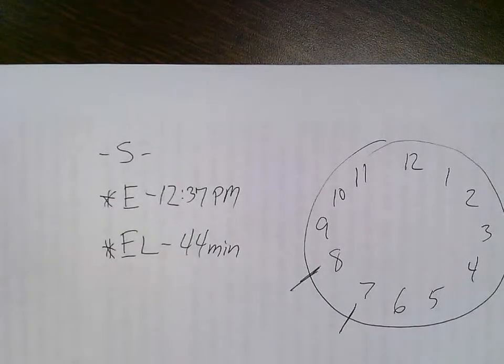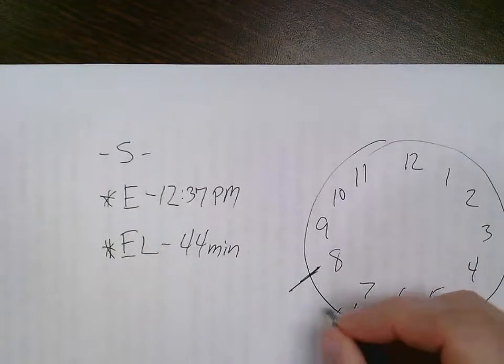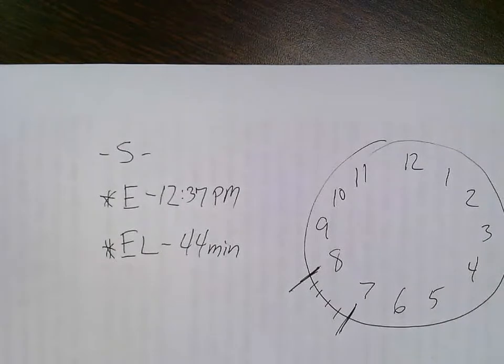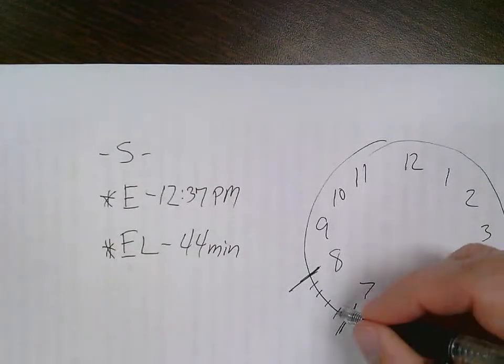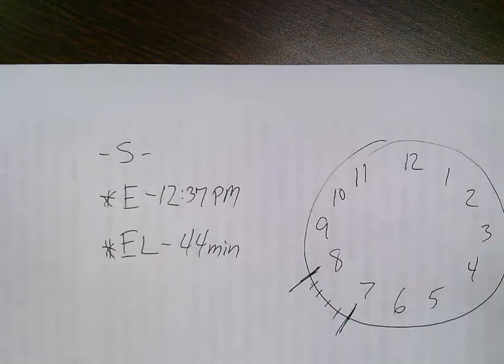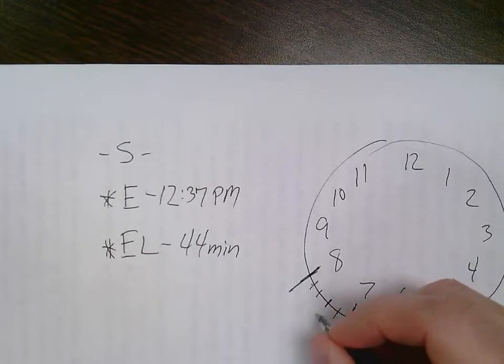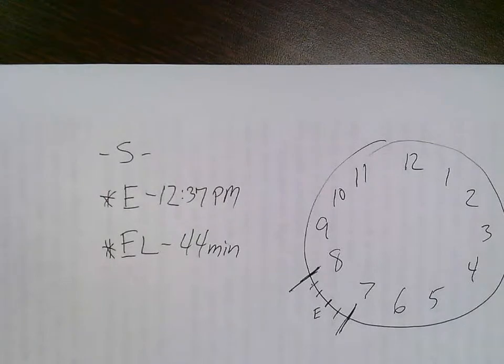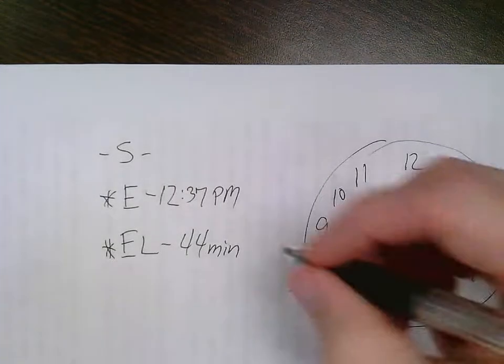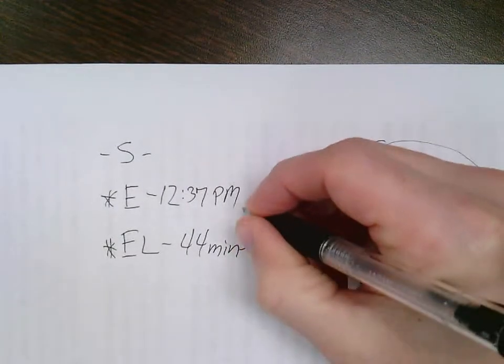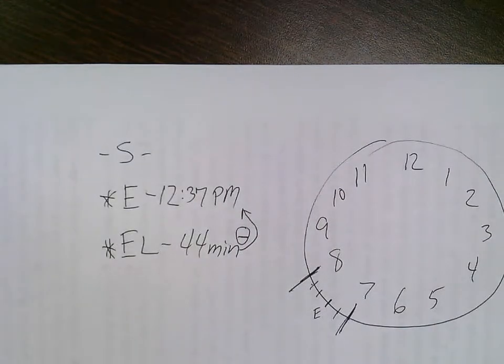I put two big tallies on the 7 and the 8. And then I put 4 little ones in between. That's 35, 36, 37, 38, 39, and 40. So 35, 36, 37. There is my end time. And now that I marked my end time, now I need to subtract my elapsed time from my end time.